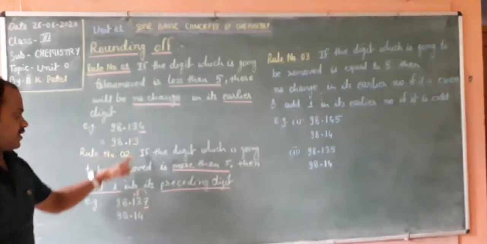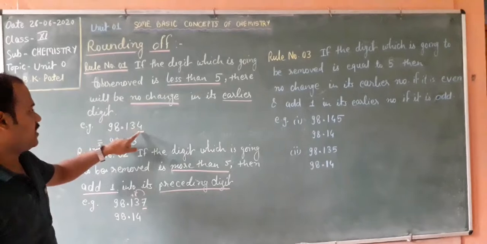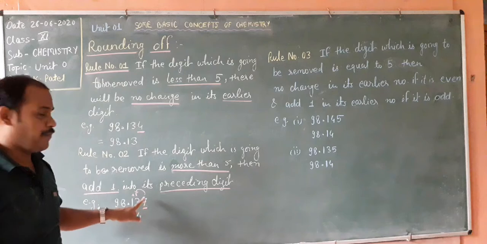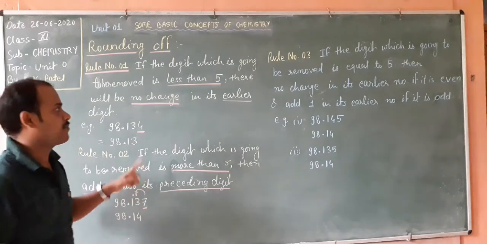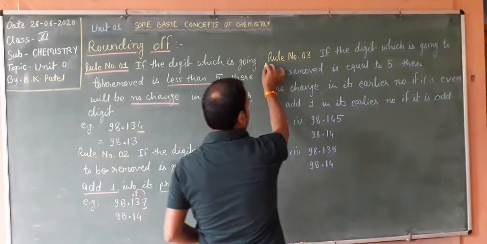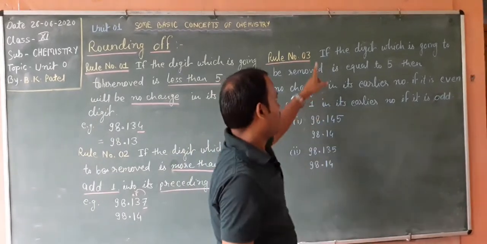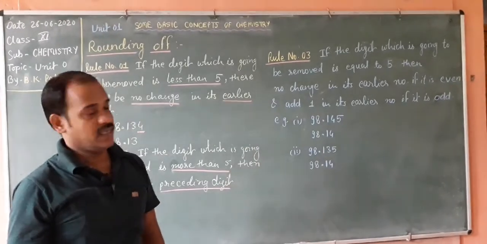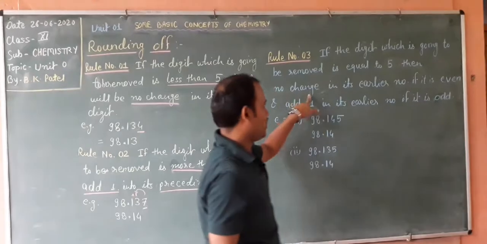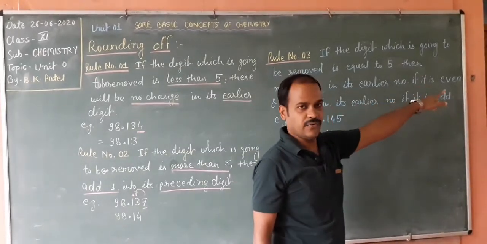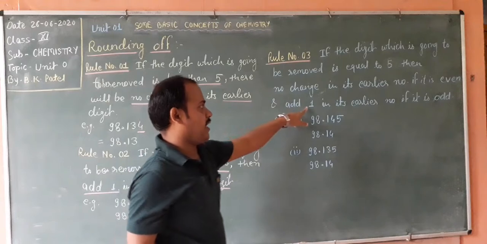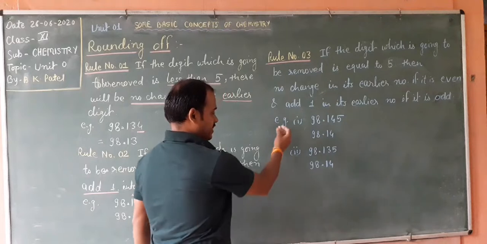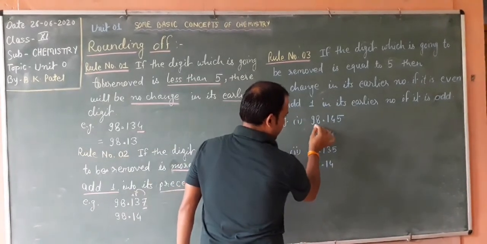So here students, we have seen two conditions: if the digit is less than 5 and if the digit is more than 5. What happens if the digit is equal to 5? Then rule number 3. Rule number 3 is, if the digit which is going to be removed is equal to 5, then no change in its earlier number if it is even, and add 1 to its earlier number if it is odd. Take an example, the number 98.145.